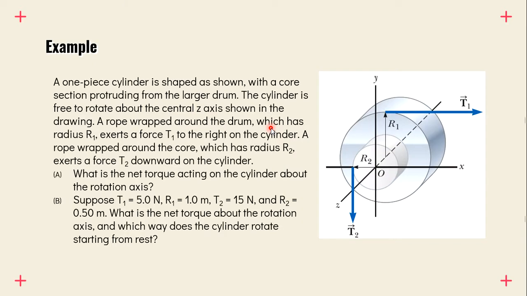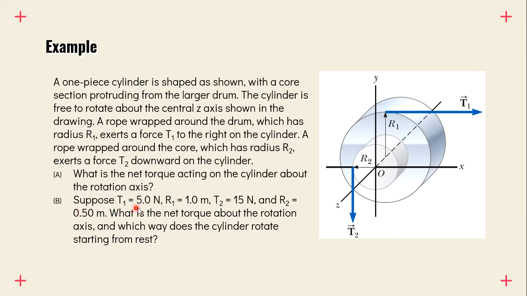Okay? So how about for cases where we need to find the net torque? In this example, a one-piece cylinder is shaped as shown, with the core section protruding from the larger drum. So this is our one-piece cylinder. The cylinder is free to rotate about the central z-axis shown in the drawing. A rope is wrapped around the drum, which has a radius r1, and it exerts a force T1 to the right of the cylinder. A rope is wound around the core, which has a radius r2, and it exerts a force downward on the cylinder. What is the net torque acting on the cylinder about the rotation axis?